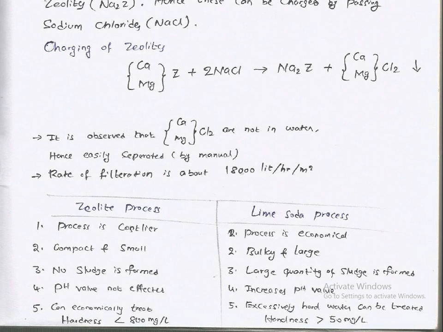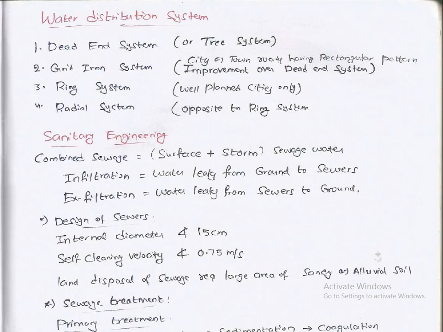Water distribution systems: dead end system or tree system; grid iron system, for cities or towns with a rectangular pattern, an improvement over the dead end system; ring system, for unplanned cities only; radial system, opposite to the ring system. Sanitary engineering: combined sewage is surface and storm and sewage water. Infiltration is water leaking from ground into sewers; exfiltration is water leaking from sewers to ground.